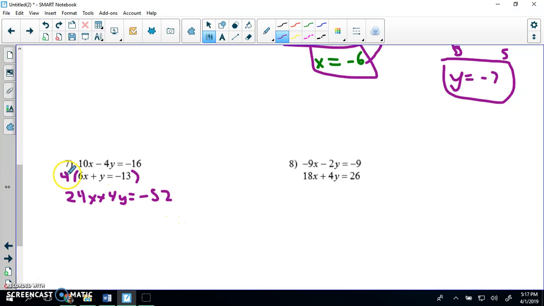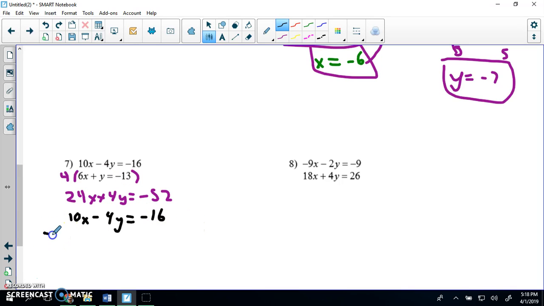Okay, and that is that equation. Now I can rewrite the one right above it. I'm just going to rewrite this: 10x minus 4y equals negative 16. I just rewrote that one that was above it.